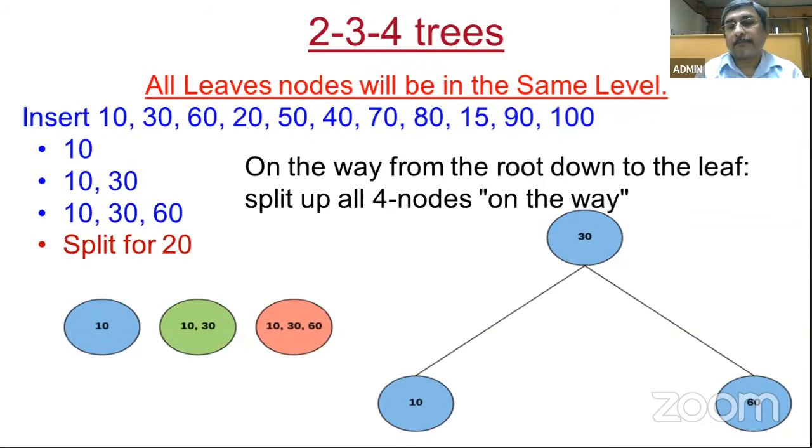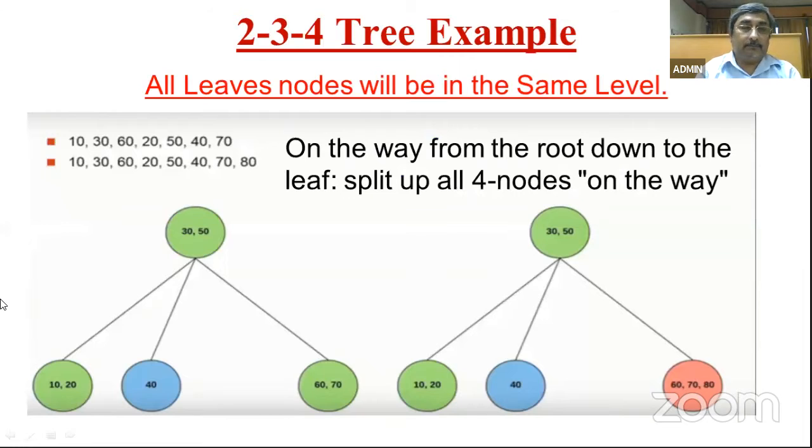How do I split? It's also very simple. Split it at the middle. The left-hand side of the earlier 4 node will become the left child, and the right-hand side of the middle will become its right child. So accordingly, I have 30 as the root, 10 at the left, and 60 at the right. And now you go for inserting 20. You can easily insert 20 in the 10 node, which will become 10, 20. So the left one.